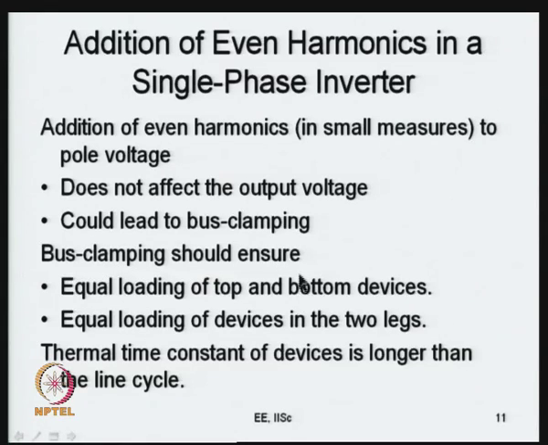And if you are doing bus clamping, then you should ensure that the top and the bottom devices are loaded equally. This bus clamping can help you reduce a certain amount of switching loss, that is one of the purposes now. And here the assumption is that your thermal time constant is much longer than the line cycle, because in some part of the line cycle one device gets heated more, in some part it gets heated less, and it averages out to a lower value than with the normal sinusoidal modulation. Here the inherent assumption is the line cycle is much shorter than the thermal time constant.